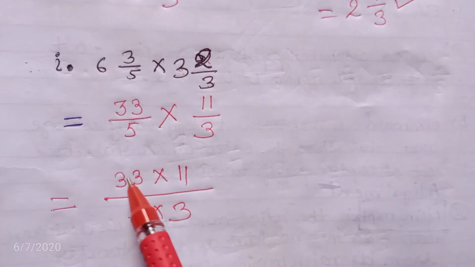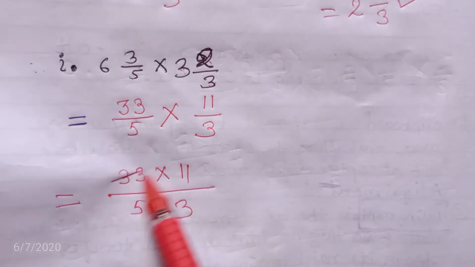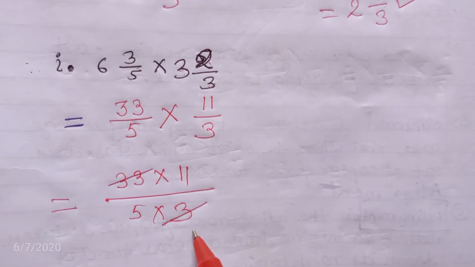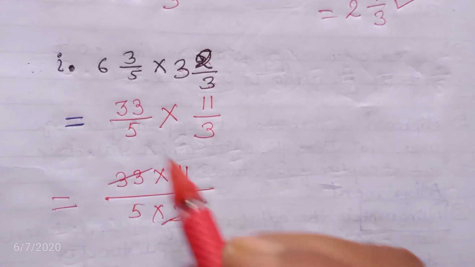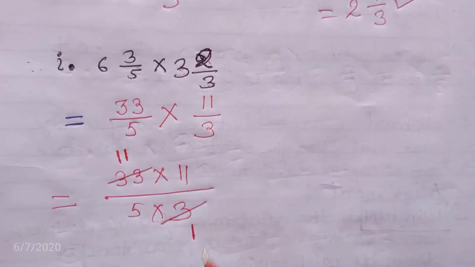Now cancel the common factors, students. See, 33 and 3 have a common factor 3. So 3 ones are 3, and 3 elevens are 33.